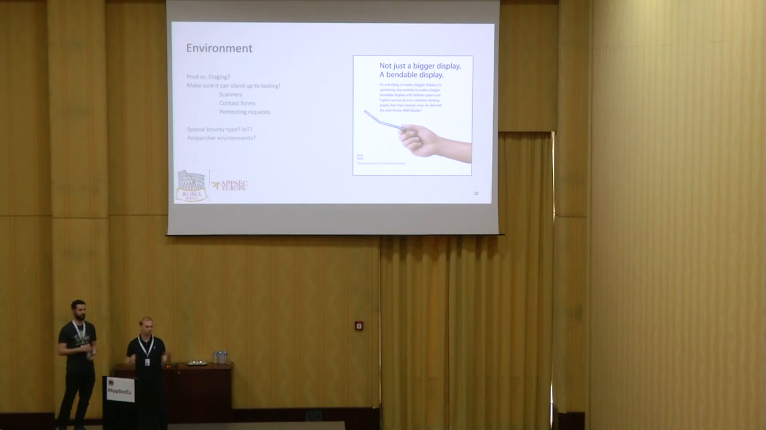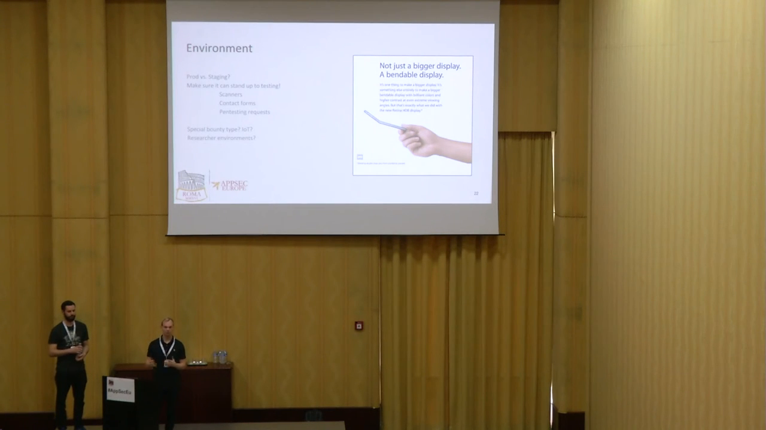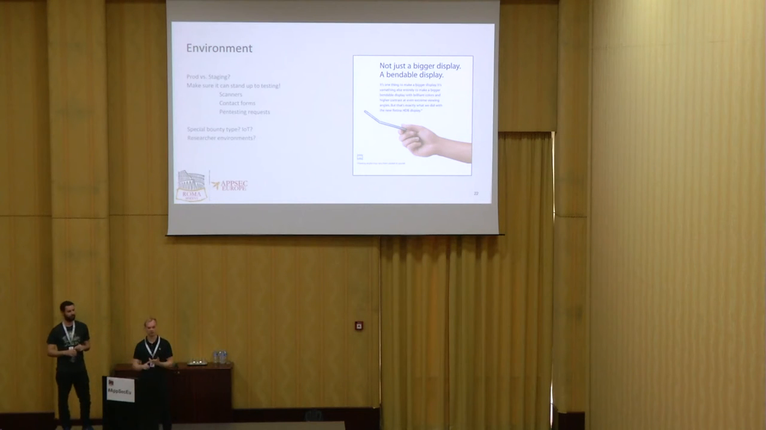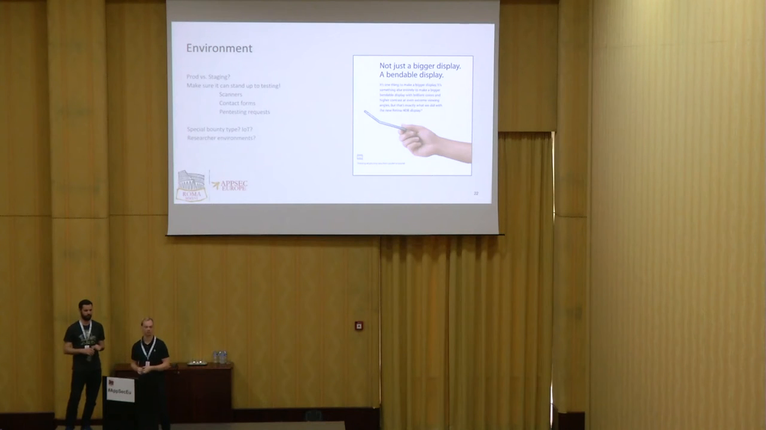But whatever you do, production or staging, make sure that your application can stand up to testing. You'd be surprised at how many applications actually fall over once you get 50 people throwing Burp at it. A lot of them, even production applications, fall over. So you want to make sure that it can stand up to that. Also, things to keep in mind: contact forms, feedback forms. A lot of times those will go to your marketing and sales teams. Maybe tell researchers not to automate those because they might generate thousands of leads. Again, these are real things that have caused real problems.